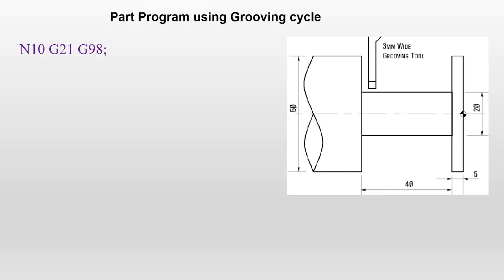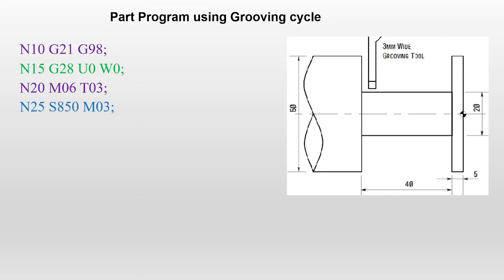So the first block is N10, G21, G98. I already explained G21 is metric units, G98 is feed per minute. And the second block N50, G28, U0, W0. That is the tool sent to the reference point. Then you have to change the tool, that is M06, T03 to change to the grooving tool. After changing the tool, we have to set the speed. Now I have set the speed to 850 RPM in clockwise direction. M03 is the clockwise direction. S850 indicates the speed of the workpiece.